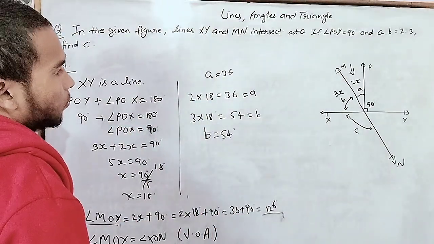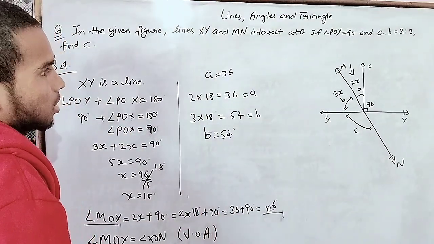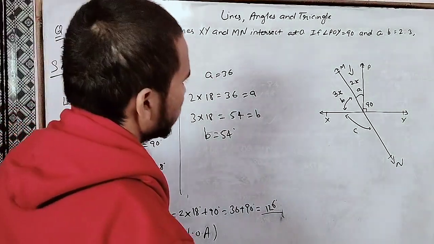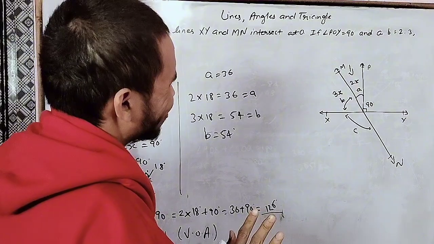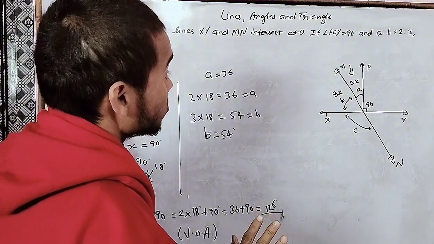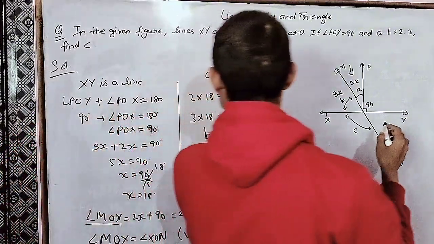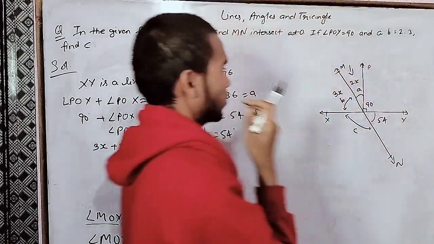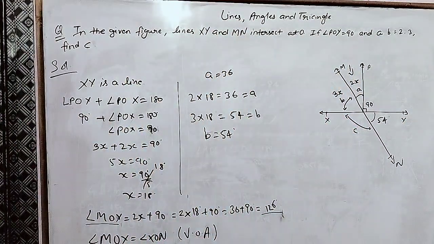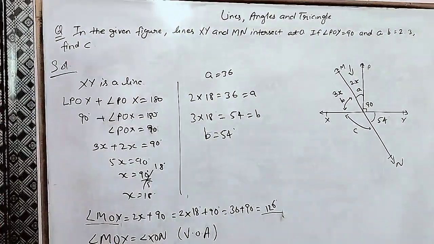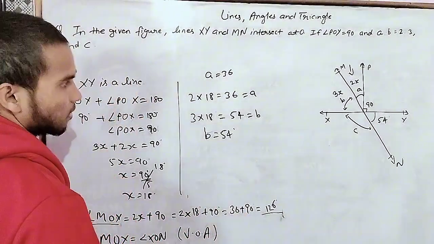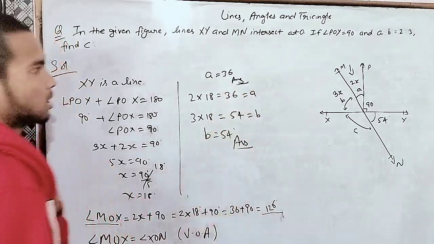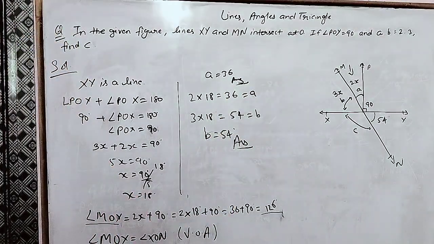Now 54 and 36 is 90. Clear? Similarly, here, the value of this will be 54 because of vertical opposite angles. That's it. This was our answer, and we found it. That's all.